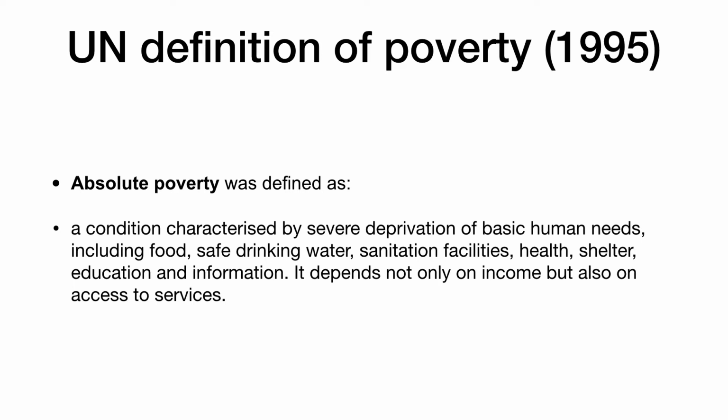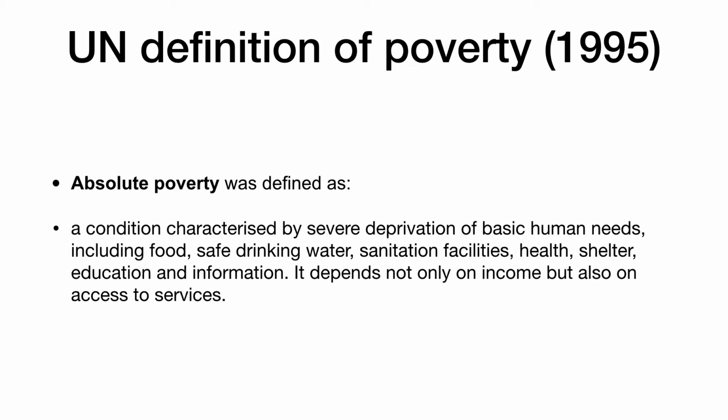This is the UN definition from 1985. Absolute poverty is defined as a condition characterized by severe deprivation of basic human needs. Basic human needs, of course, include food, safe drinking water, sanitary facilities, health, shelter, education, and information. Obviously, this depends a lot on income. So if you are poor, you definitely might have less access to it. So that is the definition of poverty.